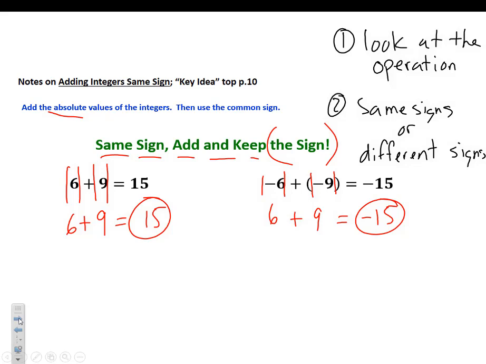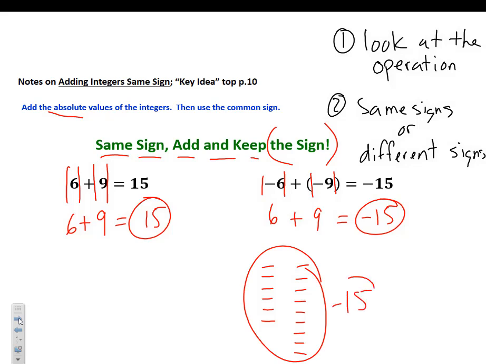The model of that, well, I have a negative 6 and a negative 9, and I add all those together. They're all the same sign. I got 15 of them, and they're negatives.